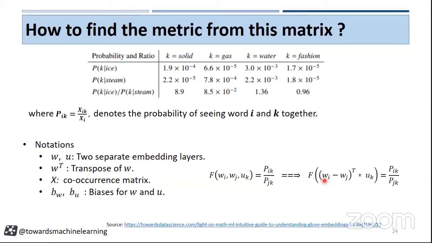So instead of representing our function like this, we can represent it as (wi minus wj) transpose into uk is proportional to the probability of ik divided by the probability of jk.